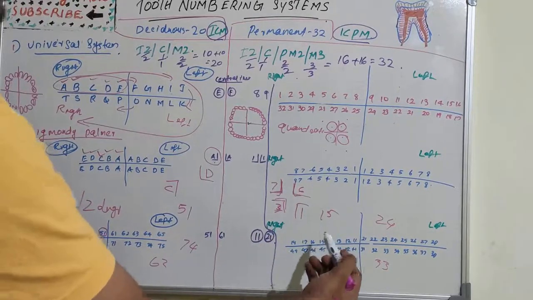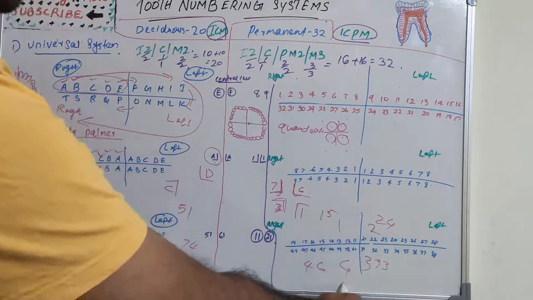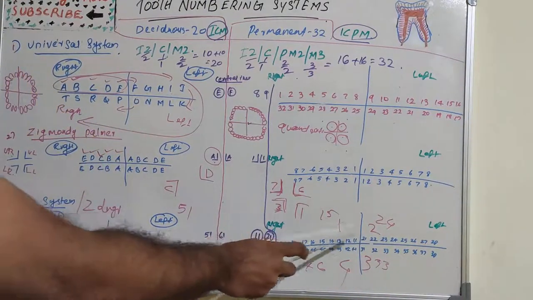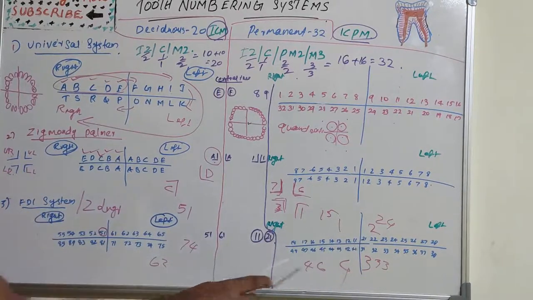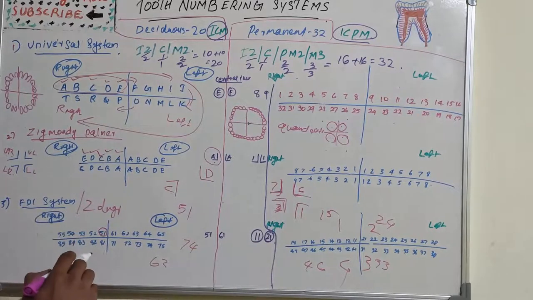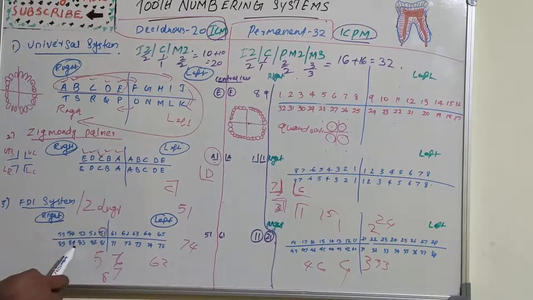by the number. So we have 4 quadrants, which are denoted by 1, 2, 3, 4 in permanent teeth. 1 means upper right, 2 means upper left, 3 is lower left, 4 is lower right. Similarly, in deciduous, it has become 5, 6, 7, 8. 5 is upper right, 6 is upper left, 7 is lower left, 8 is lower right. So, 5-1 means it is the upper right central incisor. 8-4 means lower right first molar.